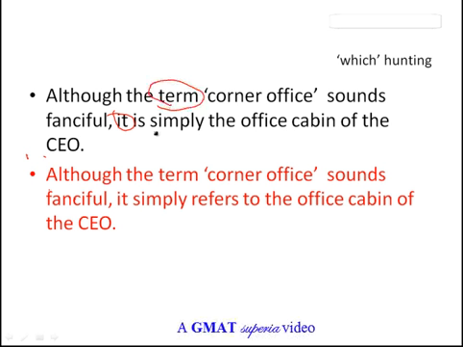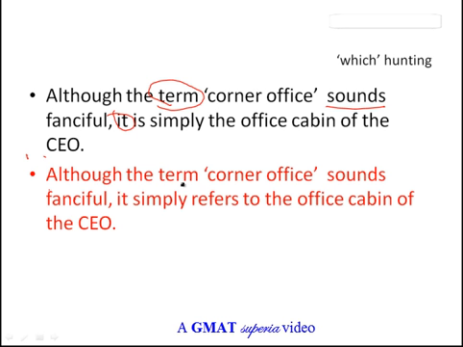Here, of course, you must understand from the construction that when you refer to the term corner office, the subject here is the term. You can also go by the meaning. What sounds fanciful is the term. So it would refer to the term. But can we say the term is simply the office cabin? No. So when you have constructions like the term corner office, then you must know it is the term that we are referring to. So it is simply the office cabin would refer to the term, which is wrong.